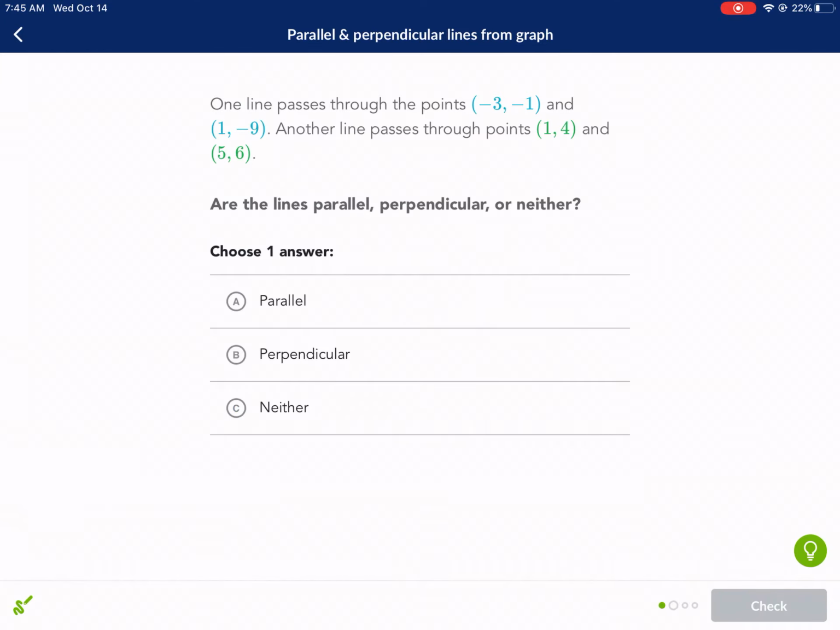Okay, one line passes through the points (3, -1) and (1, -9). Another one passes through (1, 4) and (5, 6). Are the lines parallel?